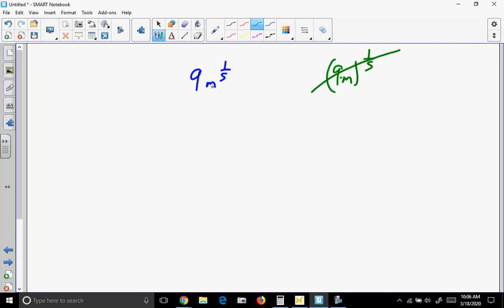So we want to take m and raise it to the 1/5 power. So for m, we're taking the 5th root, and it's to the first power. So m to the first power, that's being multiplied times 9. So this is 9 times the 5th root of m to the first power.